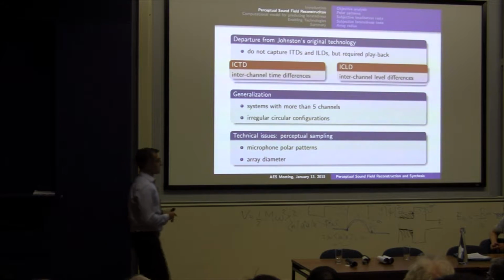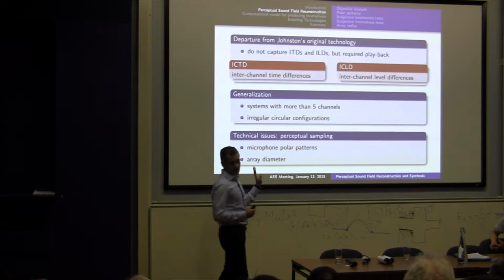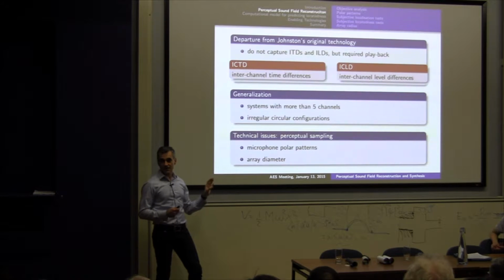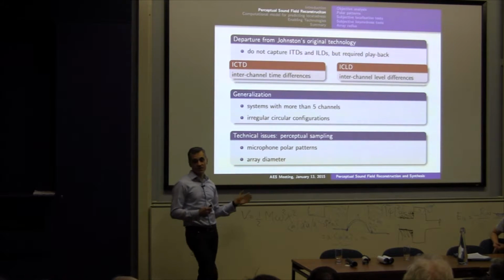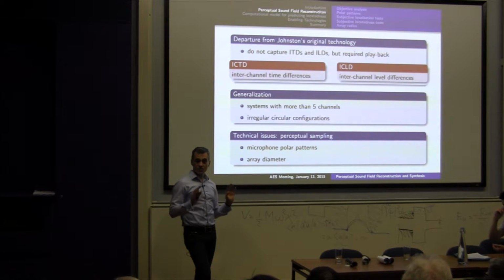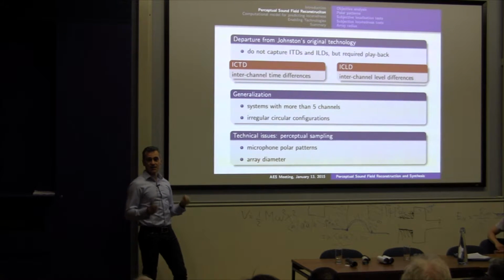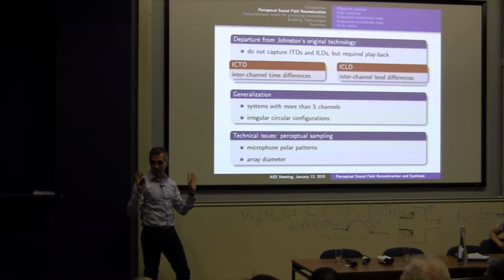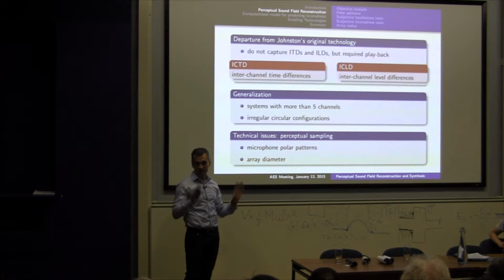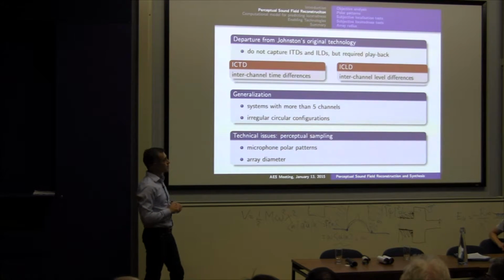So we decided to depart from the original idea, because there is no way that we can guarantee that we are going to reproduce exactly the interaural time and level differences that a listener would experience there. Instead, we are going to produce inter-channel time and level differences, such that when reproduced, the listener is going to have the impression of the source in the correct direction. And we are not going to worry about whether these are really interaural time and level differences, but they are some time and level differences between channels.